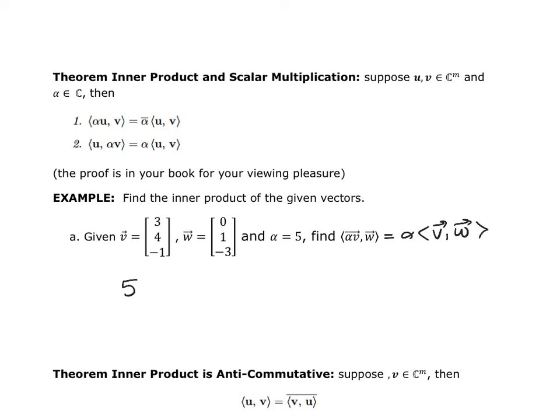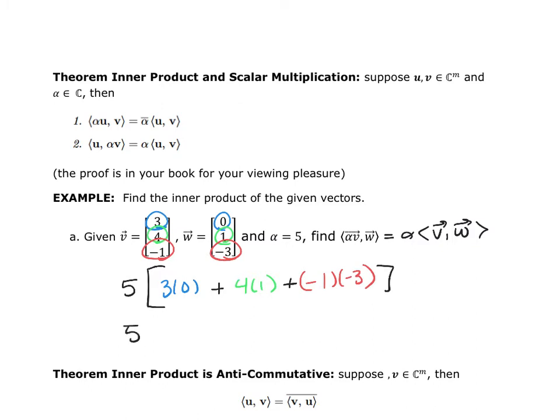So this is going to be 5, and then what's going to end up being inside here is this 3 times the 0, so 3 multiplied by 0, plus the 4 multiplied by 1, and then plus the negative 1 multiplied by the negative 3. And I'm going to multiply that answer by 5. So inside, I'm going to get 4 plus 3, which is 7. And then I'm going to multiply that by 5, and my final answer is 35. A lot easier when we work with real numbers.